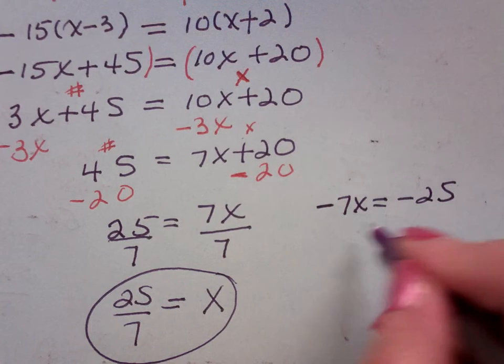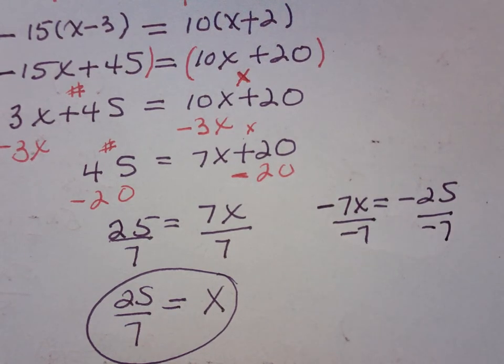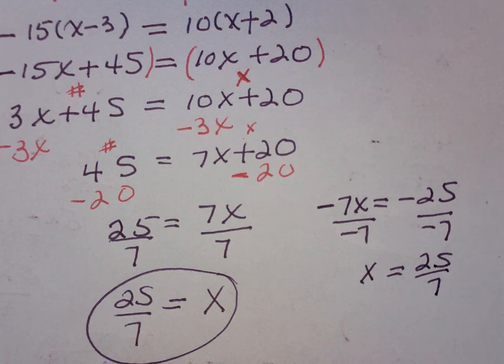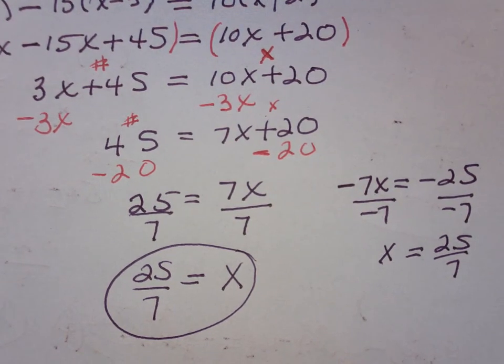Right. So then I'm going to divide both sides by negative 7. Negative divided by negative is a positive. It's just I'd have negatives running all over the place, which is not always a positive thing.